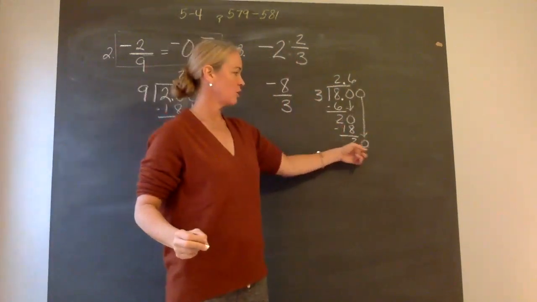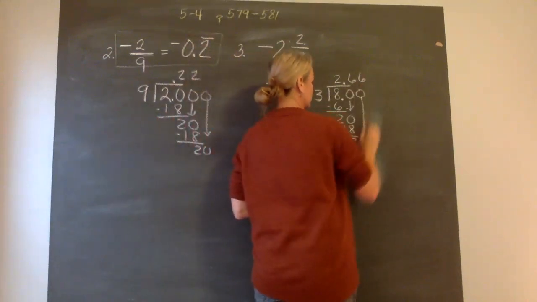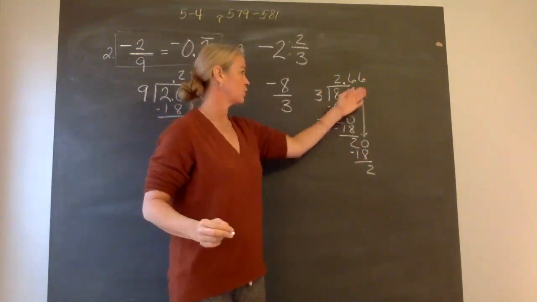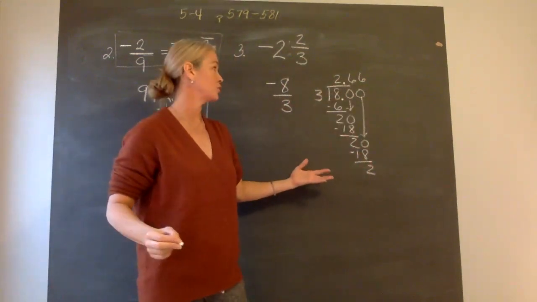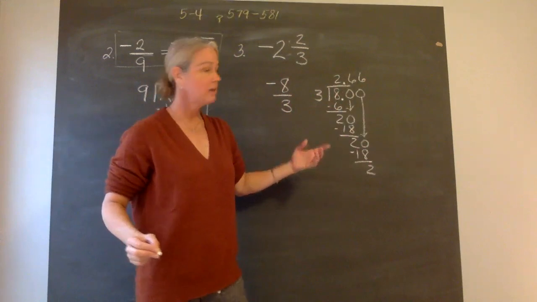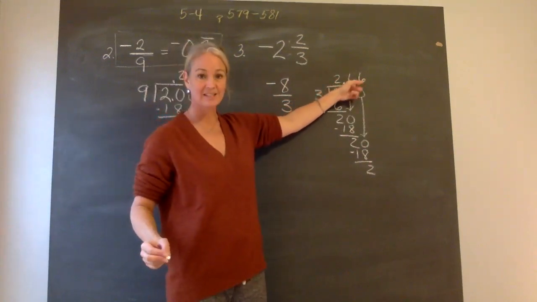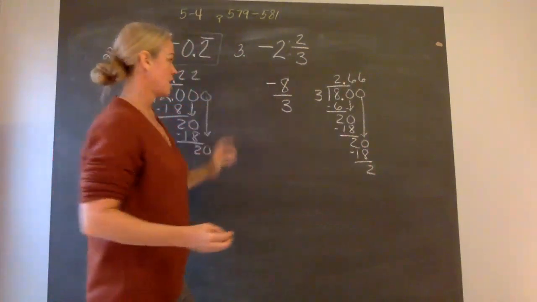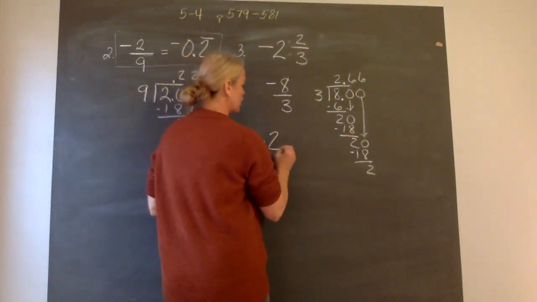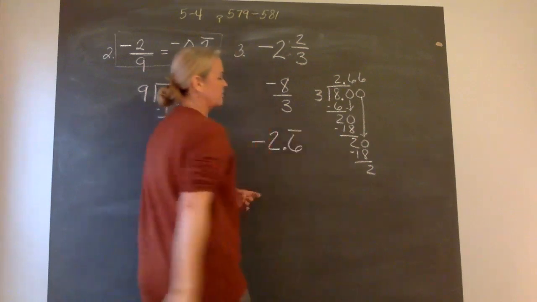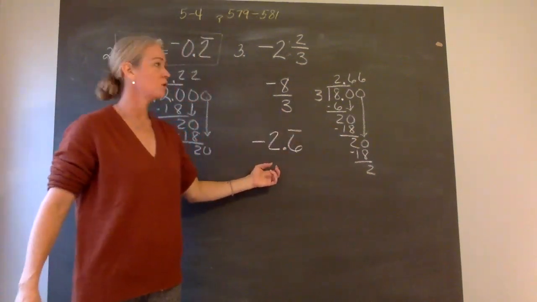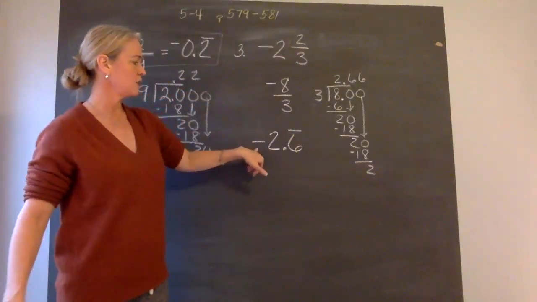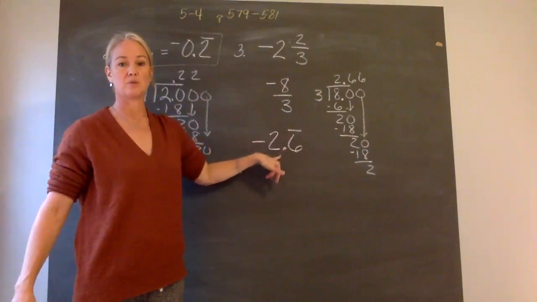Again, 3 goes into 20 six times. We get 18. You start to notice that this is going to repeat, because we end up with the same division problem over and over again. Since this is repeating, we have 2.6, and we put the bar notation over the 6. We also have to remember the negative sign. So negative 2 2/3 is equal to negative 2.6 repeating.